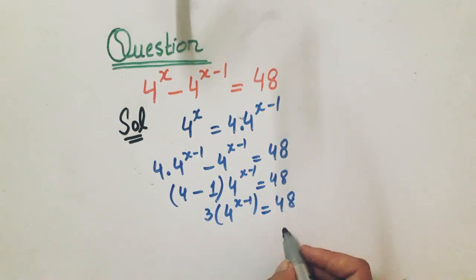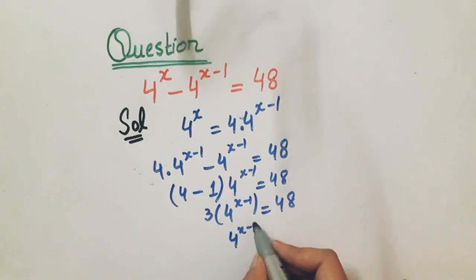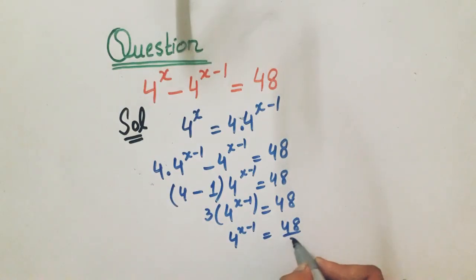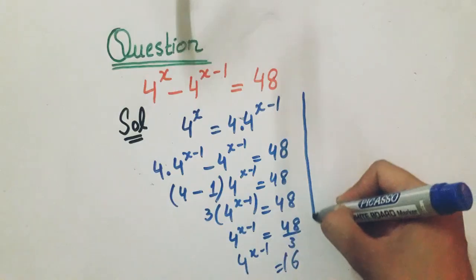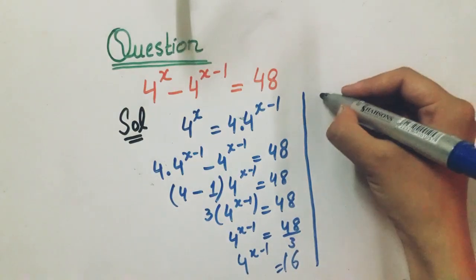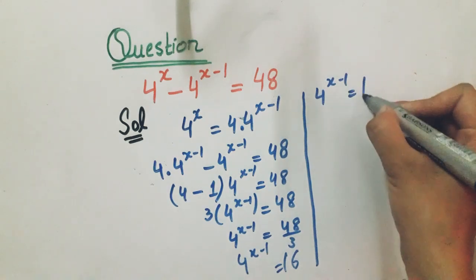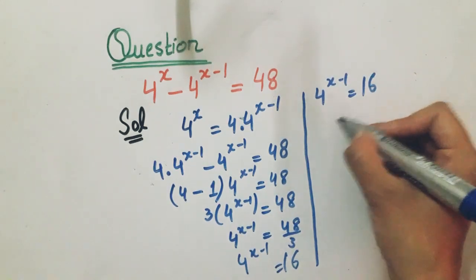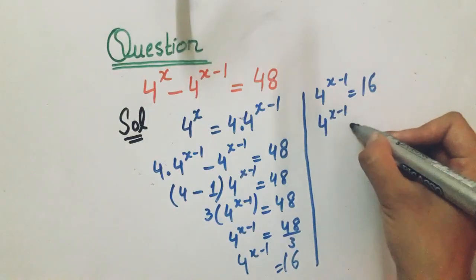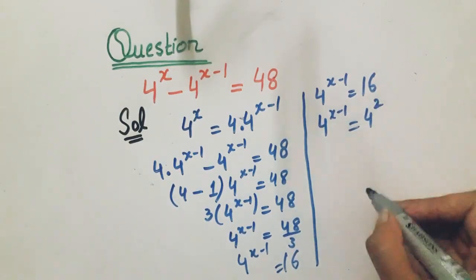Now we will divide by 3. We will get 4 raised to power x minus 1 equals 48 by 3. So 48 divided by 3 is 16, so 4 raised to power x minus 1 equals 16. And 16 is basically the square of 4. So 4 raised to power x minus 1 equals 4 raised to power 2.